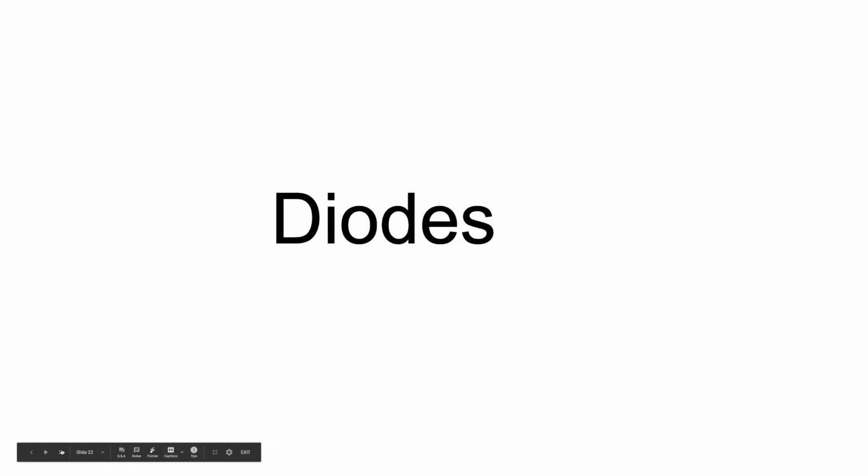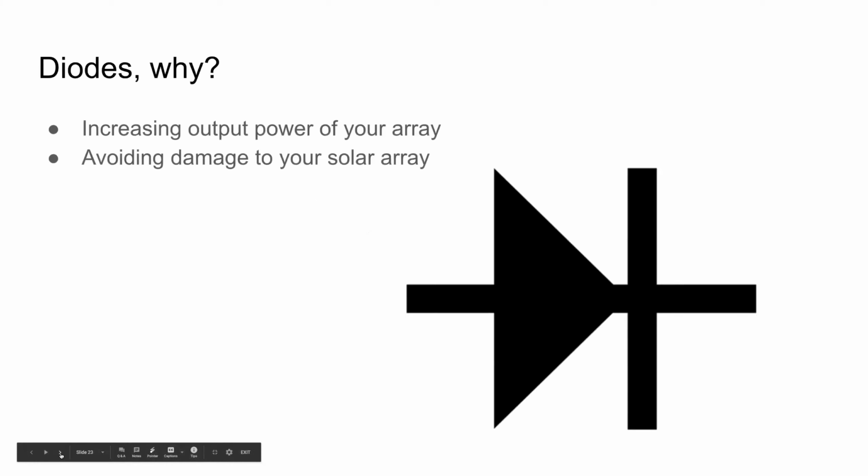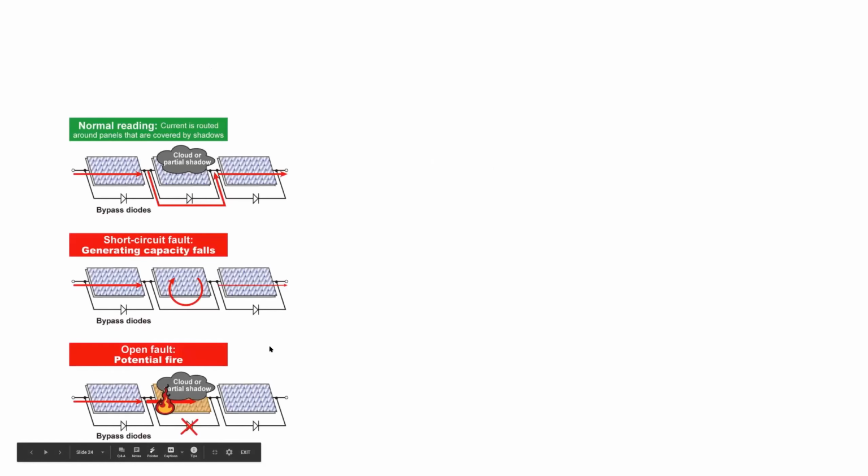So one thing you have to do when you have arrays that could get partially shaded is add diodes. Diodes are both to get more power out of your array, but also to avoid damaging the solar array. So what happens is, if you have one solar array and there's shade on there, you can choose to regulate to the current that's optimum for the other array, so you at least get the full power out of those. But then you need some way to bypass that current. So that's why you use diodes.